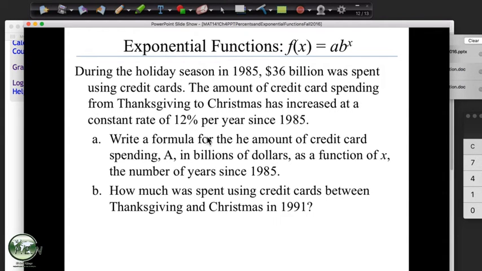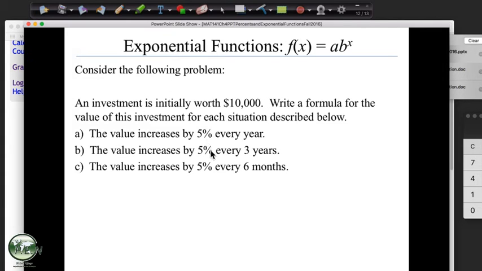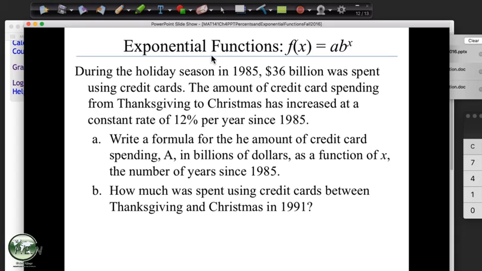Let's see. These are good ones to go through. Let me go back. And you want to take a look at any of these in particular, how to set them up. Yeah, you set up the equation, and then you just figure out how many years, you put that in the exponent, and then let's just do this one real quick.